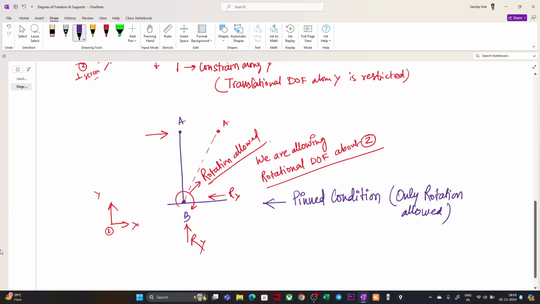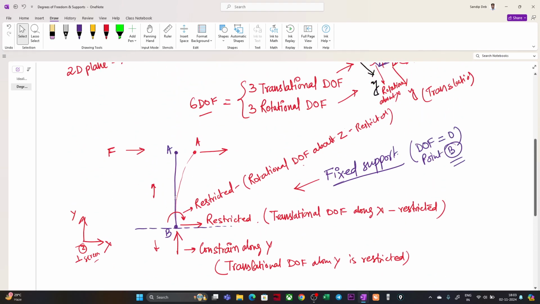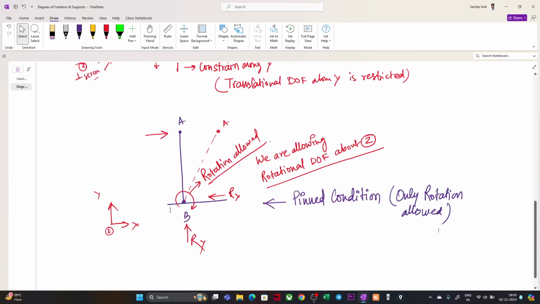Likewise, you can create different support conditions where your structure will be stable. Now you see this structure is still not stable, because when you are pushing it with a force, it is falling down because you have allowed the rotation. But suppose you have a similar kind of structure here like this.